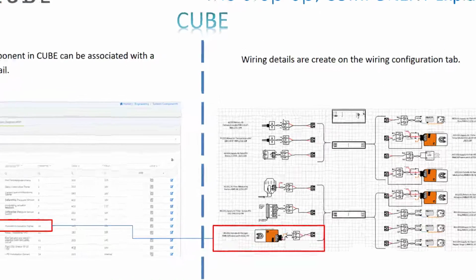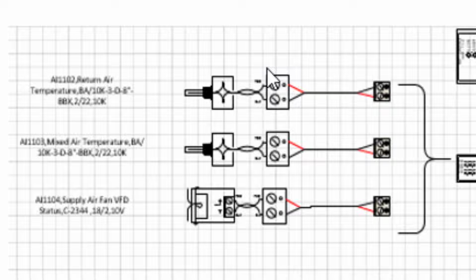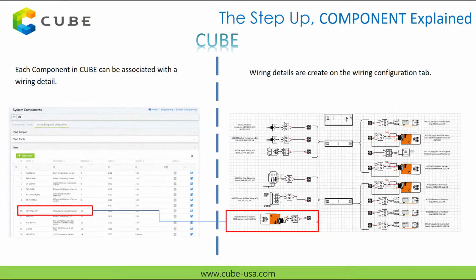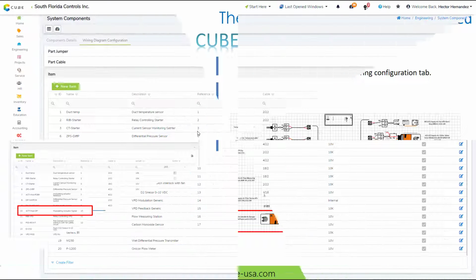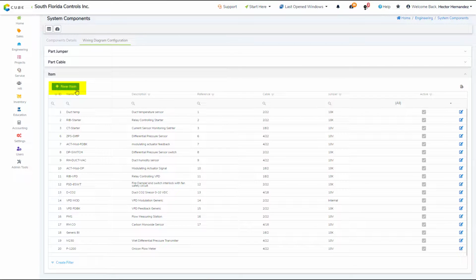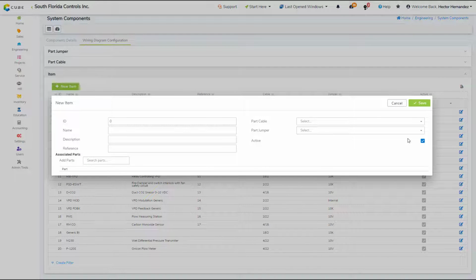So what that means is that every time on my estimate I use any of those parts, Cube will actually insert the wiring details associated with the point number that that part is being assigned to. Therefore, the process becomes very, very automated. Now, to create a new item, simply click on new item, complete the information, associate your parts, and then click on save, and the item will be created.